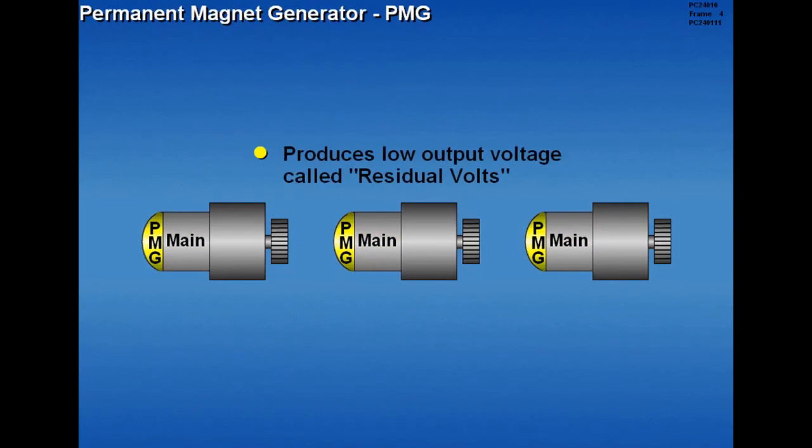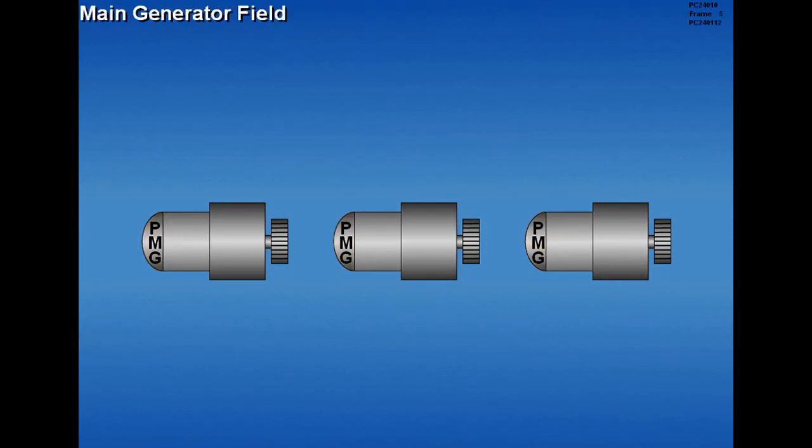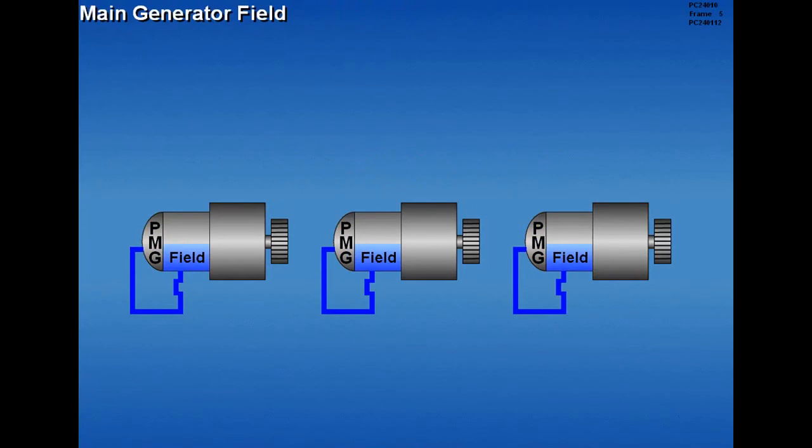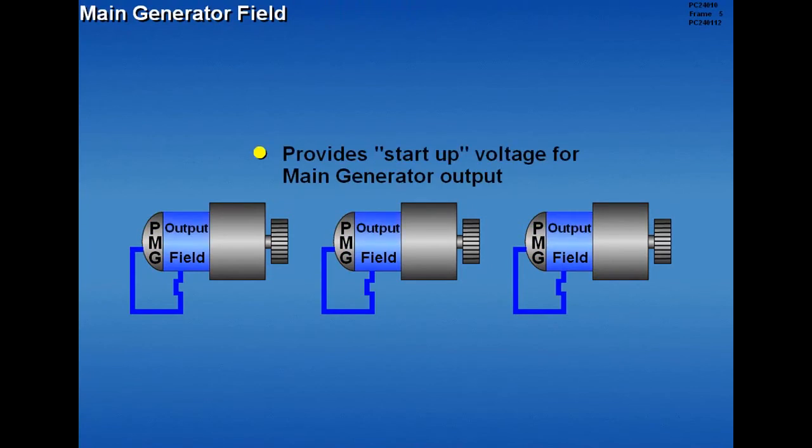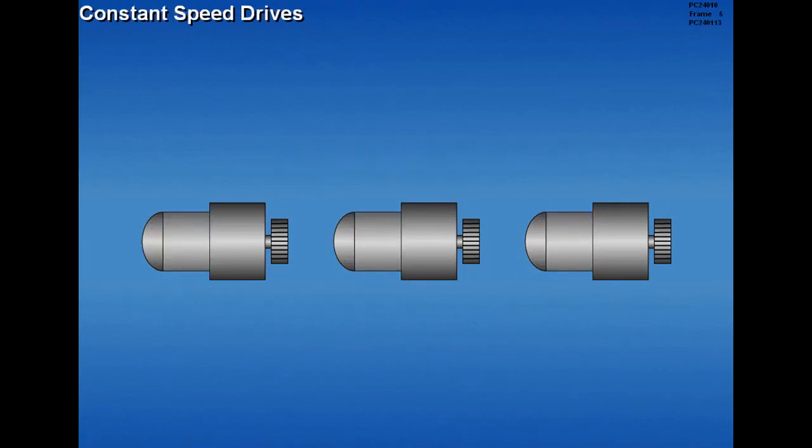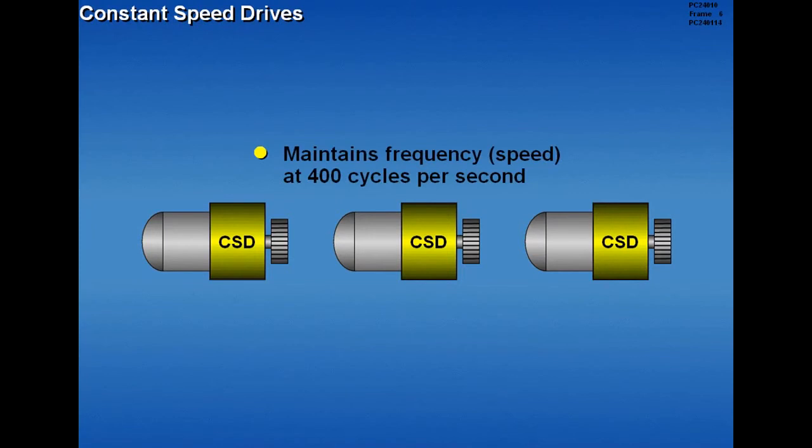The PMG produces a low output voltage called residual volts. Residual volts power the main generator field, which provides the startup voltage for main generator output. The engine-driven generators are connected to the respective engines by a constant speed drive, or CSD. The CSD maintains generator frequency, or speed, at 400 cycles per second.